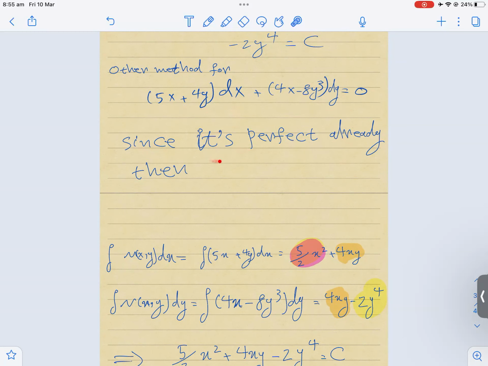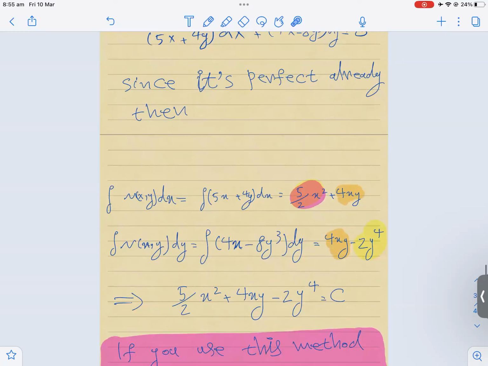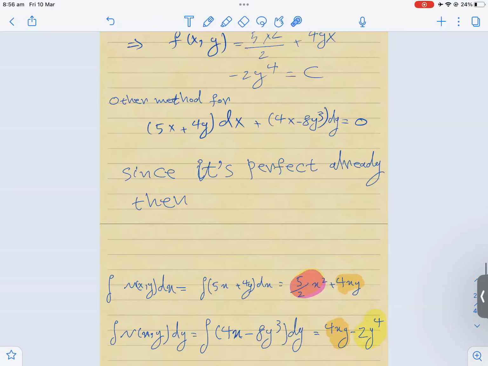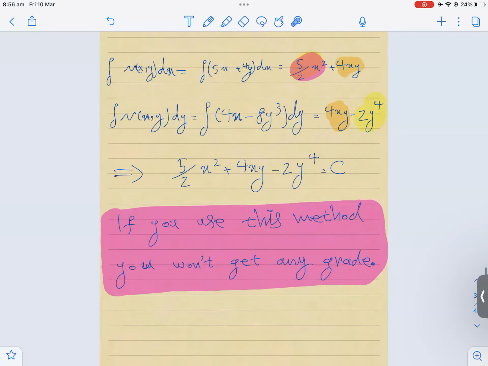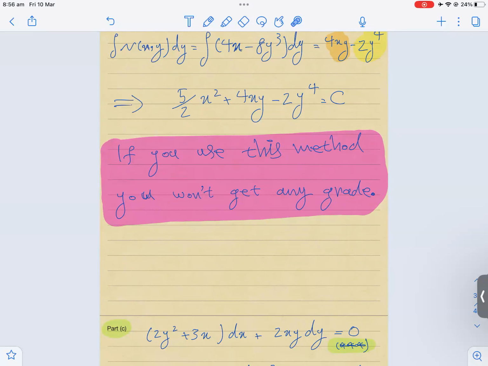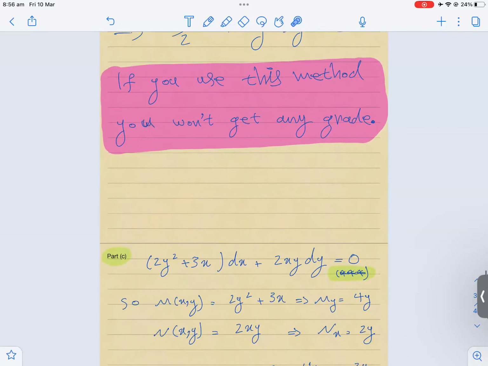So since it's a perfect ODE already, you see the coefficient of m is 5 over 2x squared plus 4xy. Integral of this one dy is 4xy minus. So I will choose one of the repeated things, one of that. Then I will get this one and minus this one and put equal c. Easy. But if you use this method, you won't get graded. I'm sorry about that.